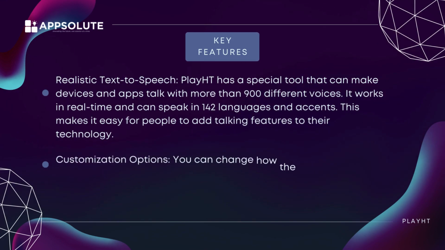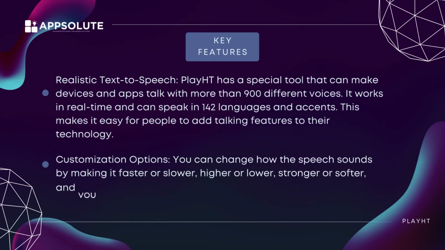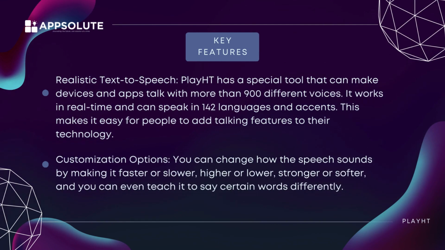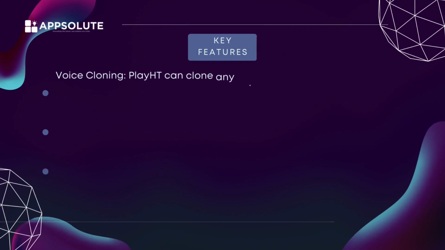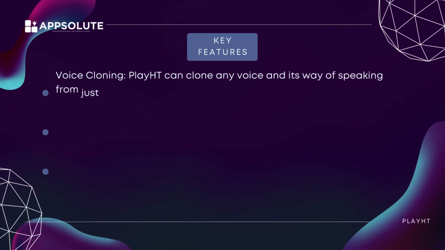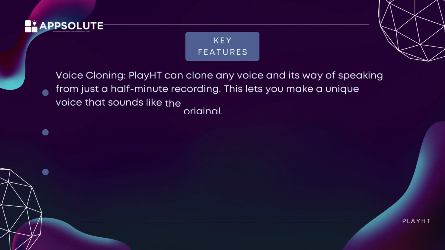Customization options. You can change how the speech sounds by making it faster or slower, higher or lower, stronger or softer, and you can even teach it to say certain words differently. Voice cloning. Play HT can clone any voice and its way of speaking from just a half-minute recording. This lets you make a unique voice that sounds like the original.